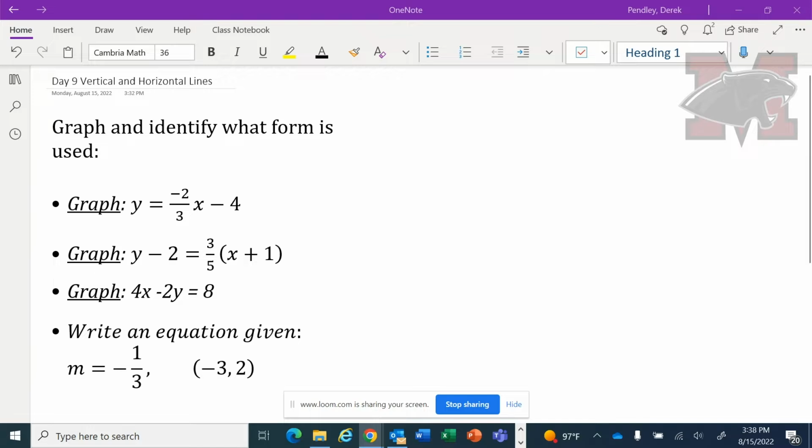You're using all three forms we've learned so far. You have the slope intercept, the point slope, and standard form, and all three ways to get the graph. So go ahead and work on that. I'll give you some time to do that now while the sub takes roll.